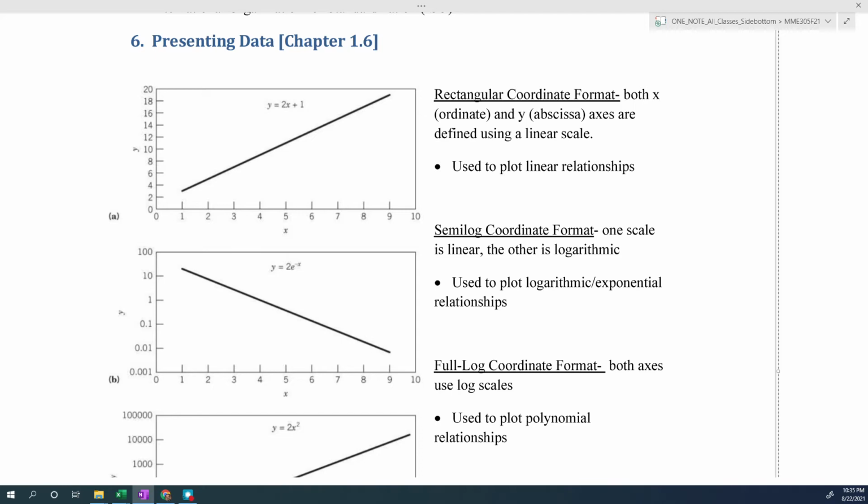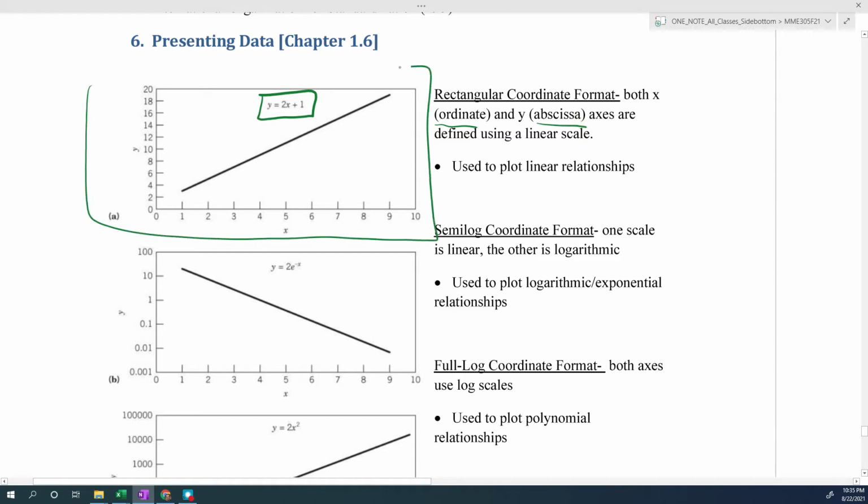If you have data that follows a linear trend, it makes the most sense to plot that data in a rectangular format, so both the x-axis, or the ordinate axis, and the y-axis are defined on a linear scale. That's shown here. For an exponential or logarithmic relationship, like that shown here, you would want one of your scales, either the x or the y scale, to be logarithmic, while the other would be linear.